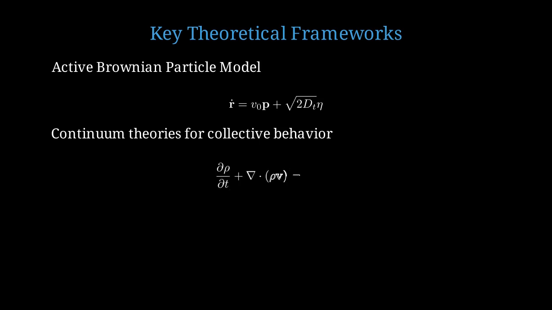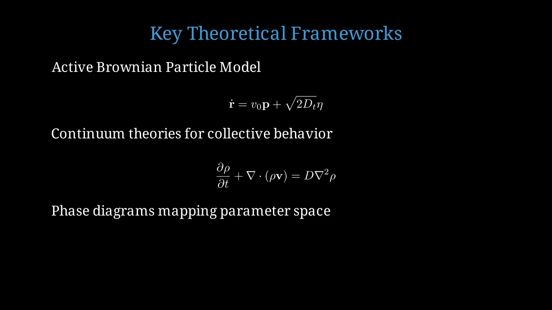A simple example is partial rho over partial t plus divergence of rho times velocity equals D times Laplacian of rho. This is a convection diffusion equation that can exhibit instabilities leading to pattern formation. Researchers have constructed phase diagrams in parameter space, identifying regions where you get gas-like behavior, liquid-like clustering, solid-like crystallization, or even more exotic phases like active turbulence.